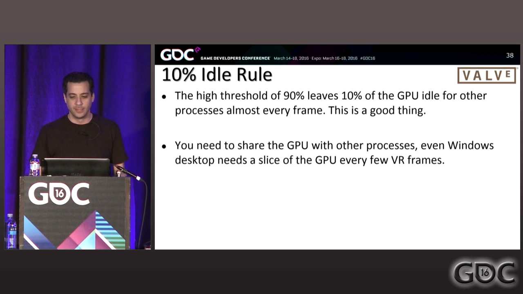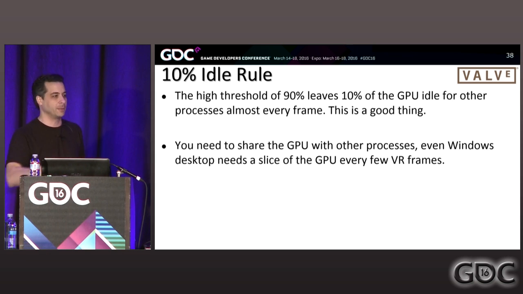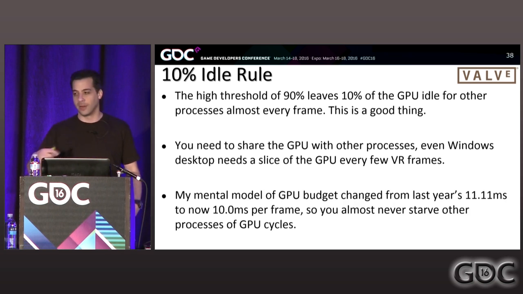What happens is, you know, you can't be greedy. You're not the only game in town. There's other processes that need slices of the GPU to do what they do. Even Windows Desktop needs a couple, 0.2, 0.4 milliseconds once in a while, every couple frames, to do its desktop compositing. So if you try and actually utilize all 11.1 milliseconds of the GPU, and even if you're within budget, you're going to drop frames because other processes are going to step in and steal GPU cycles, even if nothing's running, quote unquote.